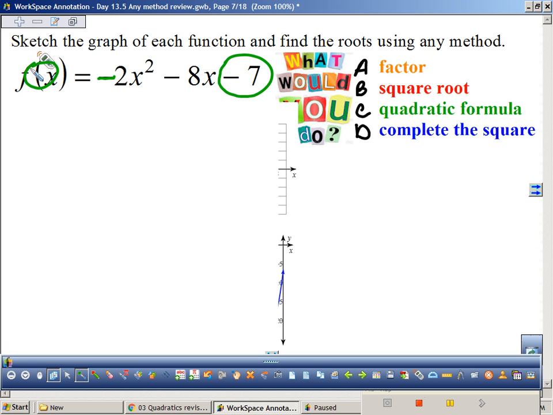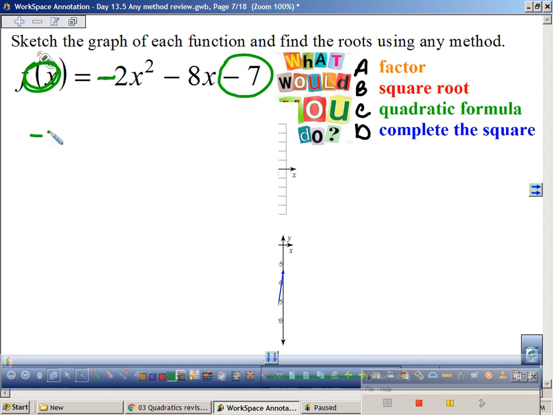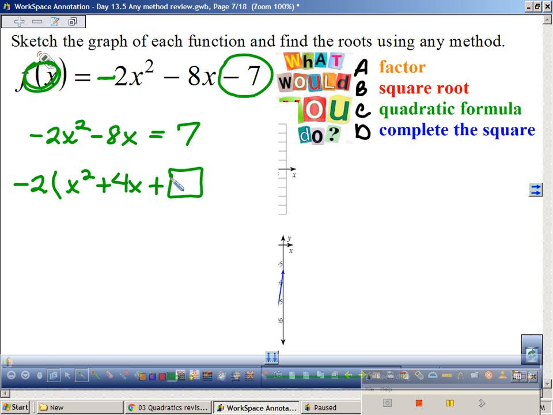Okay, so if this is 0, we're not going to talk about it graphically anymore. We're going to talk about an equation. So if I add 7 to both sides, I would get negative 2x squared minus 8x equals positive 7. I'm going to take a negative 2 out on this side, and I would be left with x squared plus 4x. And if I want to keep going, I would add something to make it a perfect square trinomial.